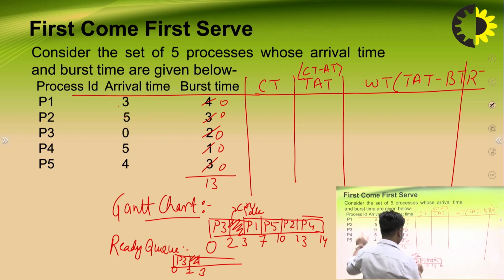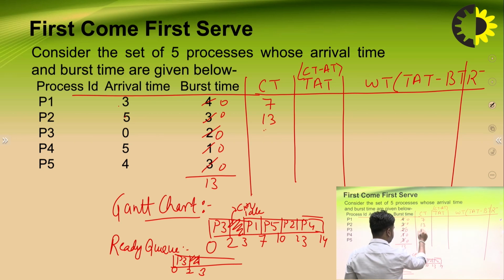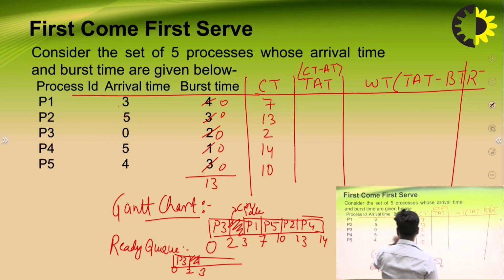The completion time of P1 is 7. Completion time of P2 is 13. Completion time of P3 is 2. Completion time of P4 is 14. Completion time of P5 is 10. Now TAT is CT minus AT. For P1, 7 minus 3 is 4. For P2, 13 minus 5 is 8. For P3, 2 minus 0 is 2. For P4, 14 minus 5 is 9. And for P5, 10 minus 4 is 6.